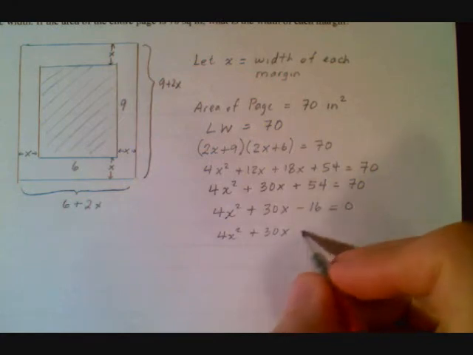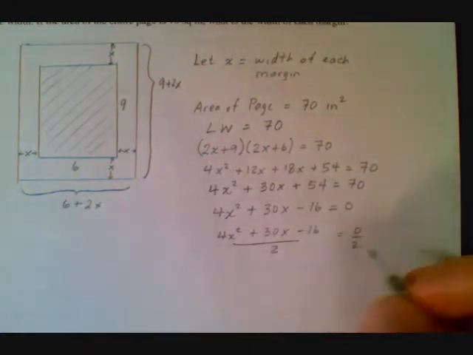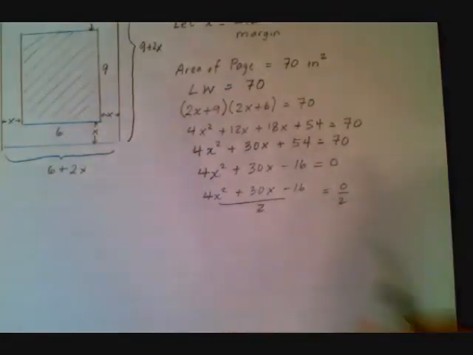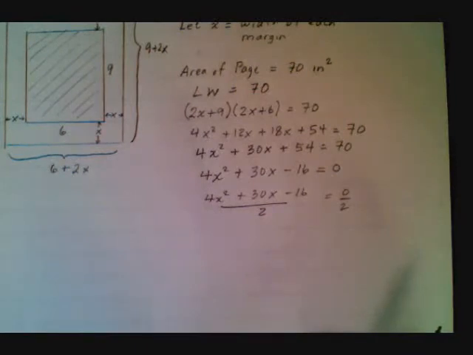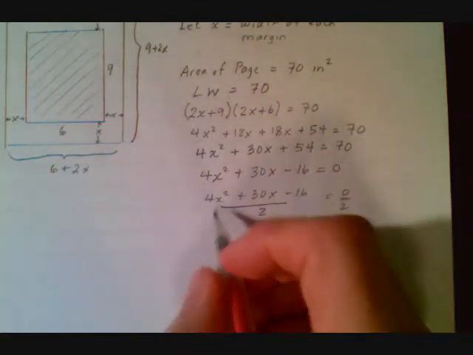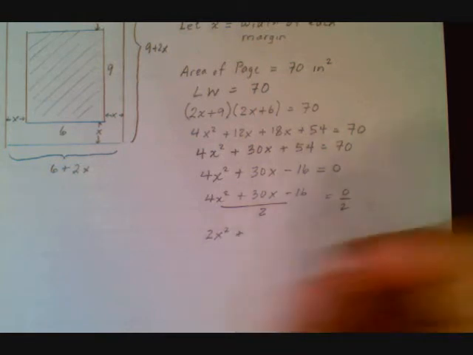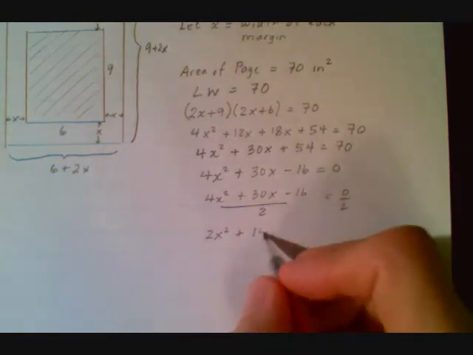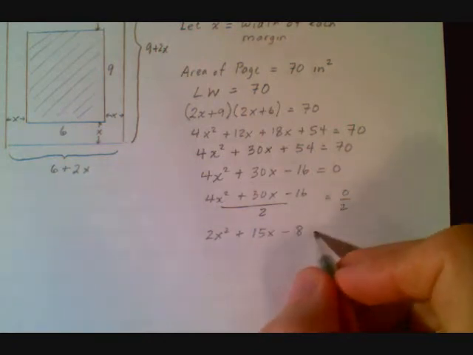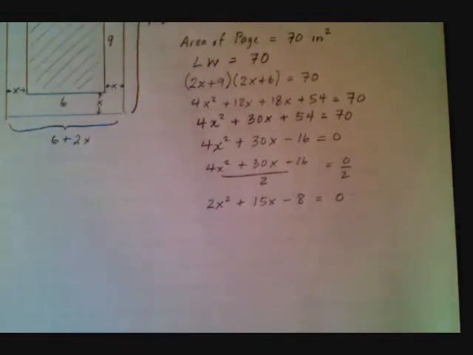So the left side and the right side are both divided by 2. Dividing this by 2 is equivalent to dividing each of the terms by 2. So let's do that. 4x squared over 2 is 2x squared. 30x over 2 is 15x. 16 over 2 is 8. And of course 0 over 2 is 0. Now at this point, I have a quadratic equation in general form.